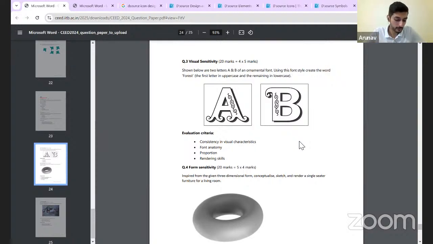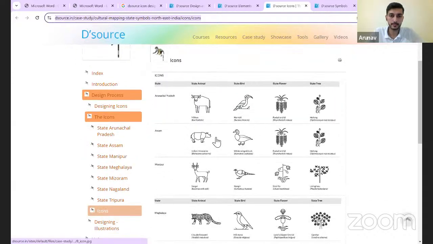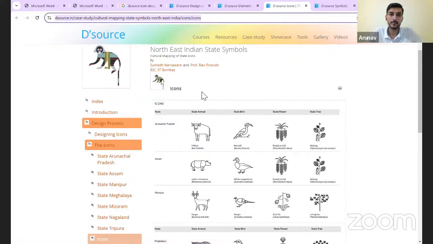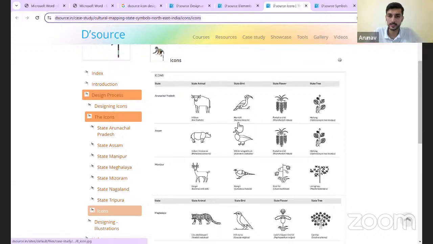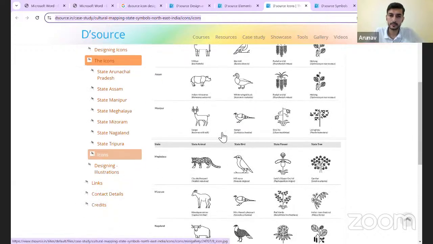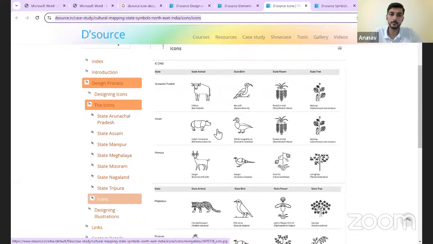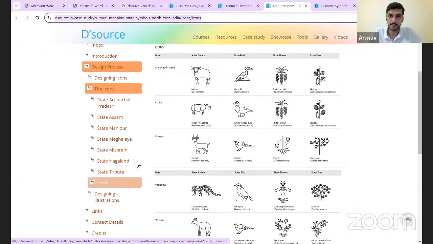Okay, coming to the visual sensitivity. Visual sensitivity is, again, it is 2D shapes. So you are looking at things in terms of line and shapes. ठीक है. इसके लिए भी डी सोर्स पे बहुत अच्छे से एक आर्टिकल है, बहुत बड़ा आर्टिकल है, जिसमें इन्होंने अलग अलग आइकन्स बनाए हैं. इंडियन नॉर्थ ईस्ट इंडिया के स्टेट सिंबल्स बनाने की कोशिश करी है 2D में. सो गो थ्रू इट, यू विल सी कि हाउ दे हैव कम अप. पूरा उन्होंने डॉक्यूमेंट किया हुआ है, इलस्ट्रेशंस एंड एवरीथिंग.